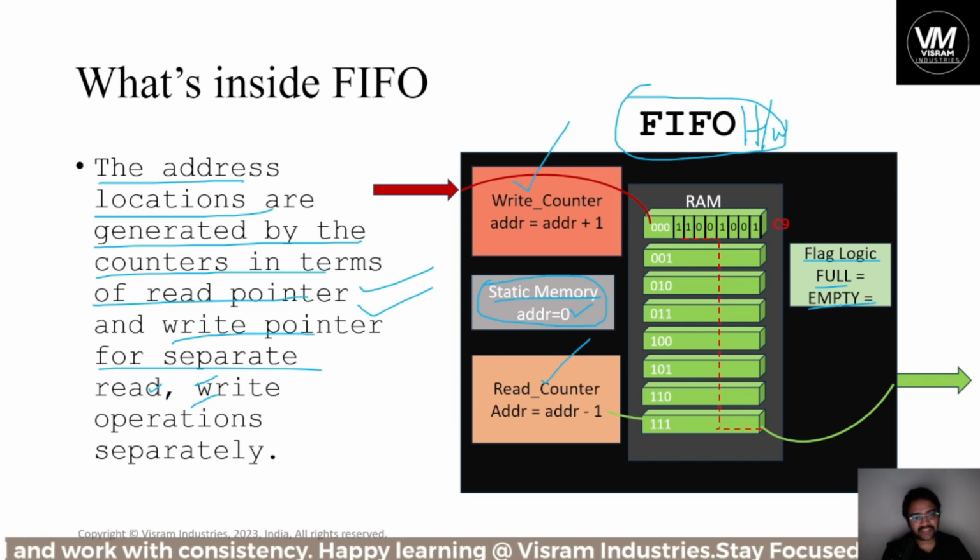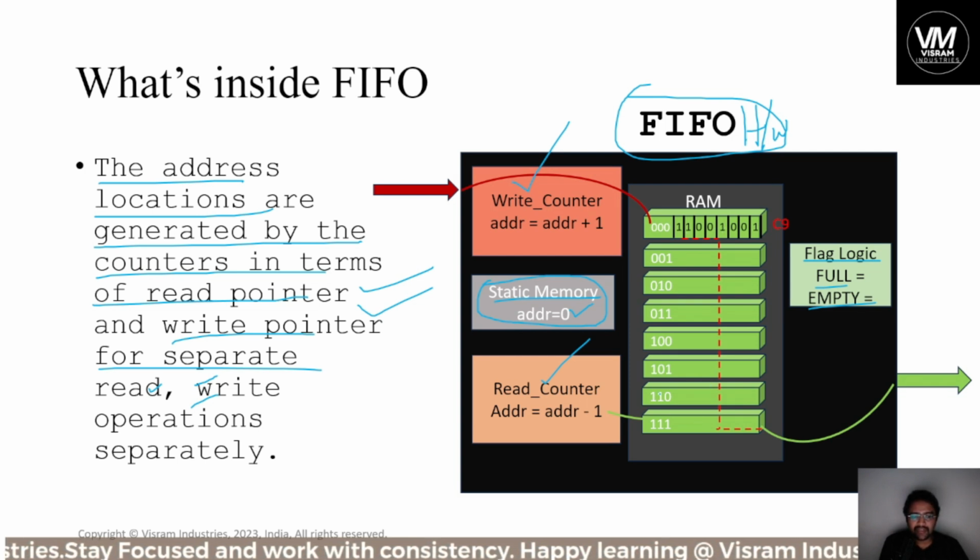Full and empty, listen carefully, is about the RAM. Let us say you have 8 arrays of registers, 8 registers, and in each array you have 8 bits of data, representing C9.